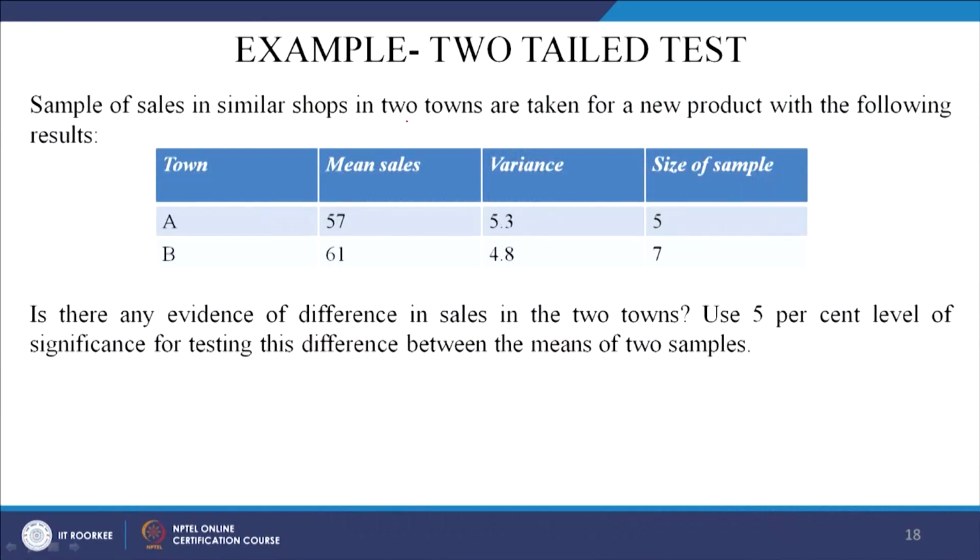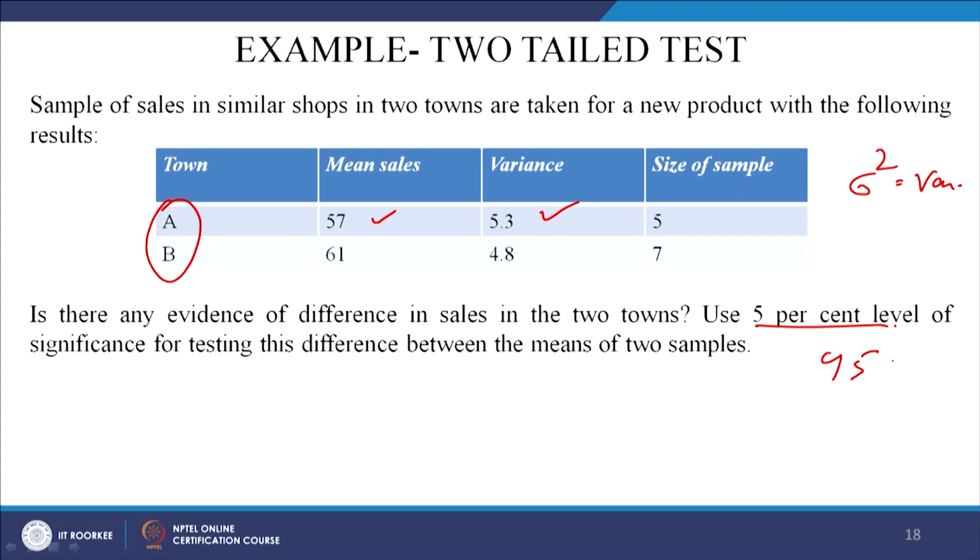Similarly, another example, sample of sales in similar shops in two towns, let us say A and B, are taken for a new product. Town A has a mean sales of this much, variance is this much. What is variance? We all know, sigma square, standard deviation square is equal to variance. Okay. So, size of the sample is 5, B mean sales 61, 4.8 and 7. Now, is there any evidence of difference in sales in the two towns? Is the sales of these two towns different? Use a 5% level of significance. So, if I am saying 5% level of significance, what is my confidence level?